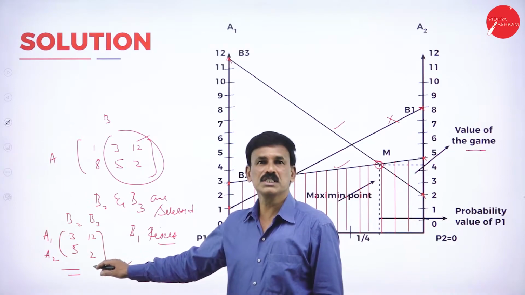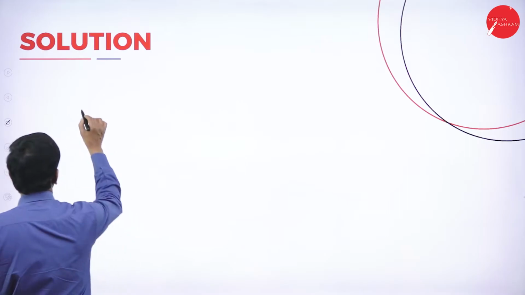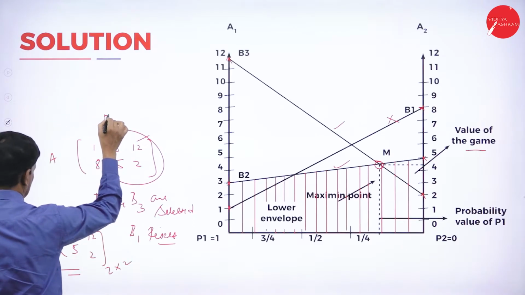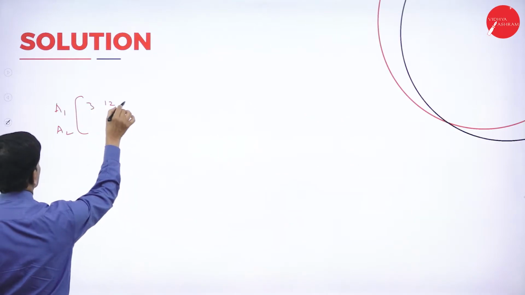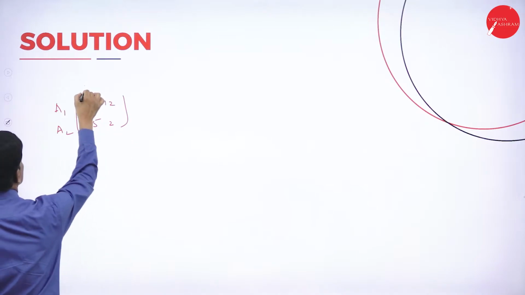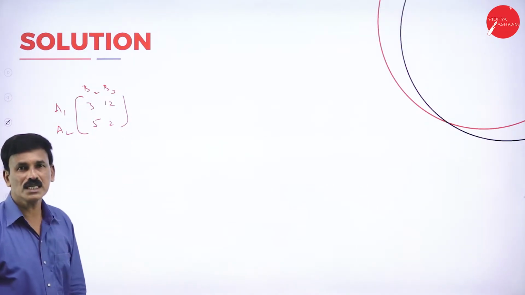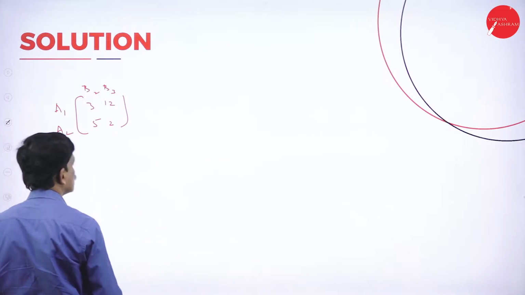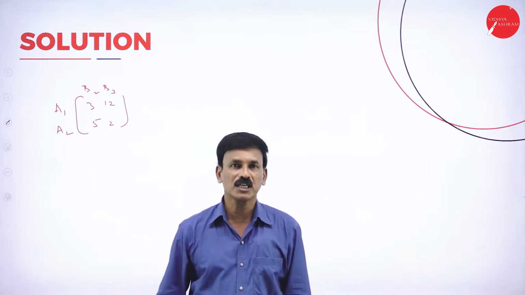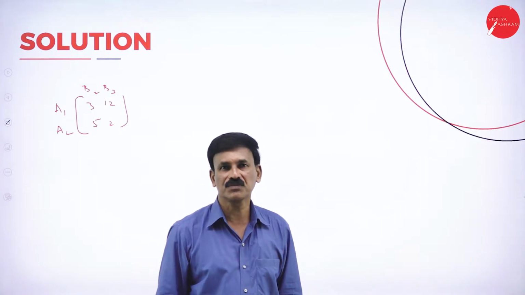Now let us solve this using the analytical method as usual. Now therefore, the matrix, let us consider this A1, A2, that is 3, 12 and 5, 2. This is B2 and B3. Now this can be solved using the analytical method. Now find out the saddle point. If the saddle point exists, then that will give the value of the game. If the saddle point does not exist, we have to go for the simplification further.